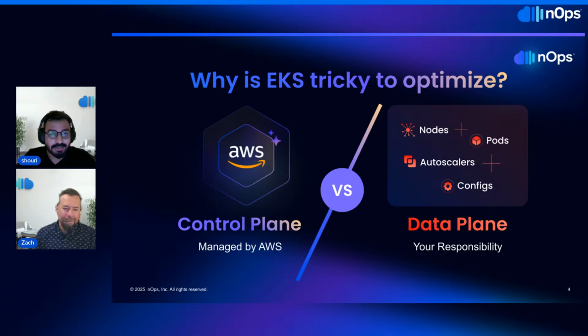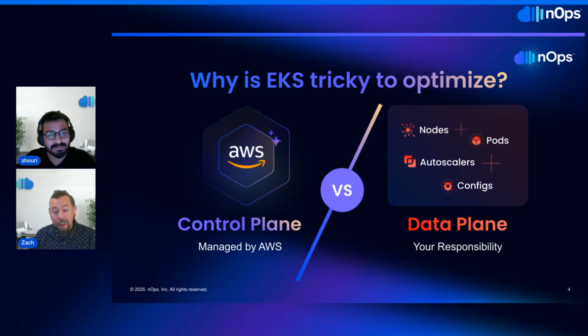Hey, Zach. So many customers say EKS is very tricky to optimize, especially when you are thinking about different layers and different APIs involved within the Kubernetes infrastructure. So why is it tricky to optimize? What are the common challenges that every organization faces?